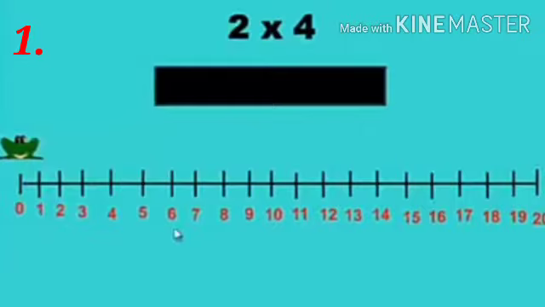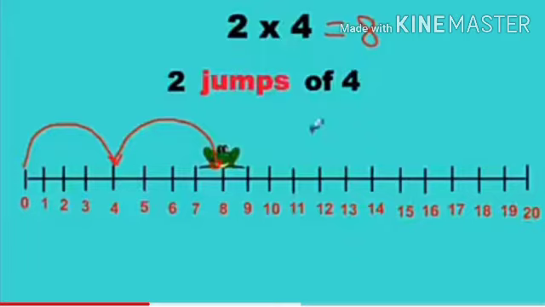Multiplying 2 into 4. Here the 2 integers are of the same sign, so the answer must be a positive value, and here we have to jump 2 times with a gap of 4. Hence we reach the integer 8, which is the answer of our multiplication problem.